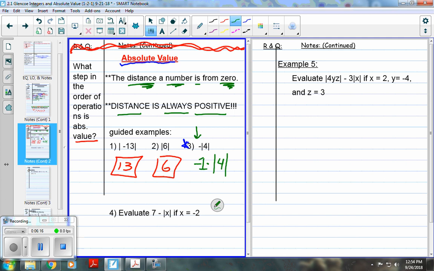What's the first step in the order of operations? Yeah, you're right. It's grouping symbols. So the absolute value of 4 is 4. Now we have to bring the negative 1 down because that's still multiplication. Now we have to do the multiplying and dividing, and that's why we end up with negative 4. So the answer to this problem is negative 4 because the grouping symbol and the negative were not included together. The negative was on the outside of the grouping symbol.